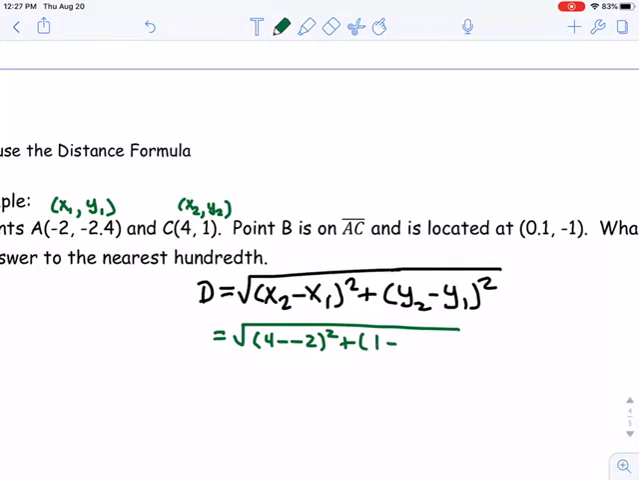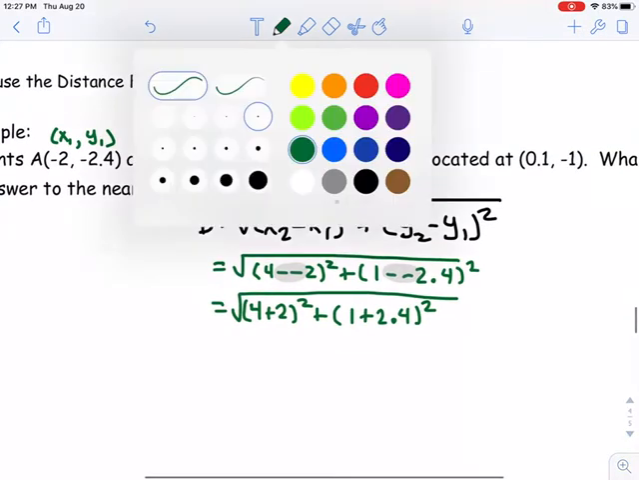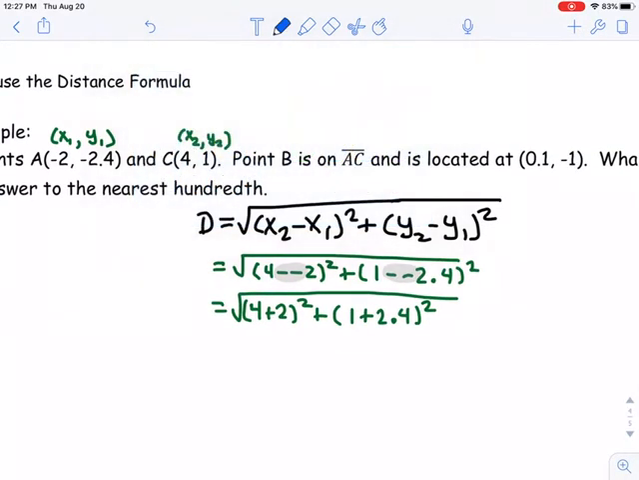As you can see, we're going to have some nice simplification after I plug in y sub 2 and all that junk, because I get a bunch of minus and negative. And remember, minus and negative becomes a positive. So I'm going to get 4 plus 2 squared plus 1 plus 2.4 squared. And then once I get to here, things clean up a lot better. You might think solving all this might be a little hard, but realize each step is easy. 4 plus 2, 6. 1 plus 2.4, 3.4.